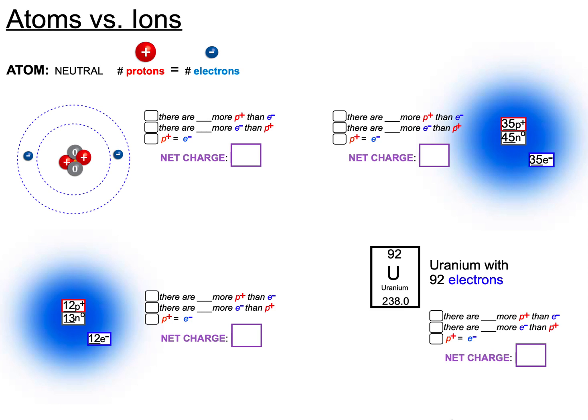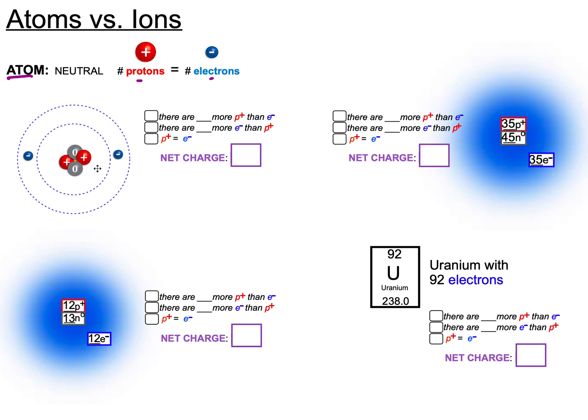Just focus on atoms. Whenever you see the word atom, not ion, atom, you know it's going to be neutral. By definition, it is neutral. So if you see the word atom, you know that protons are going to equal electrons. Sometimes you have to look at protons and electrons and decide, should I use the word atom? Is it neutral? And this is how you would do it.